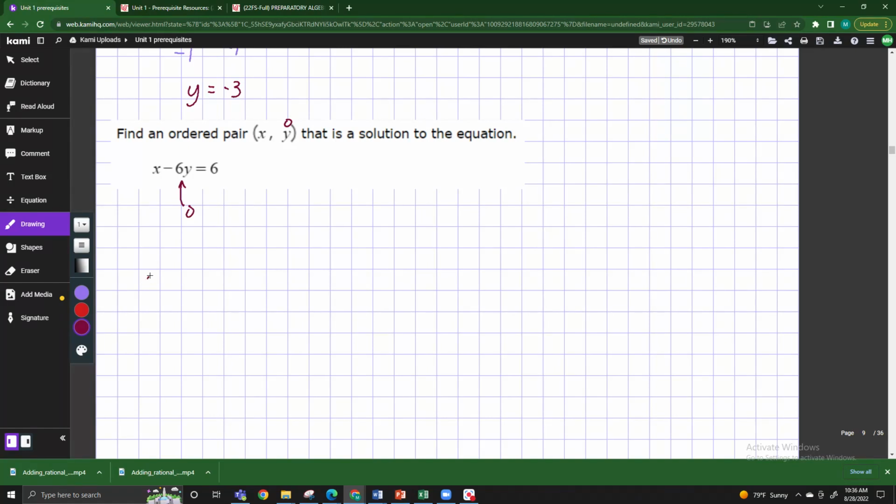And then I'm going to have x minus 6 times 0 equals 6. 6 times 0 is 0. So x minus 0 equals 6. And then just x equals 6, because x is all by itself. That is my x. So my solution is going to be x is 6, and my y is 0, and that is my ordered pair.